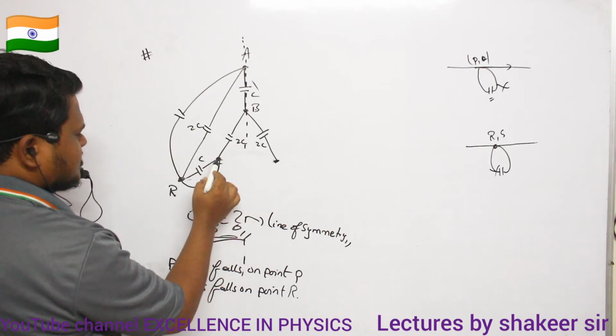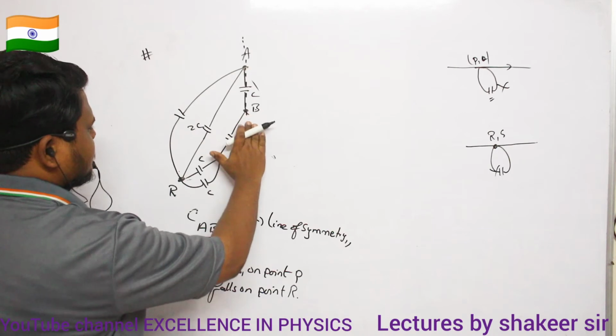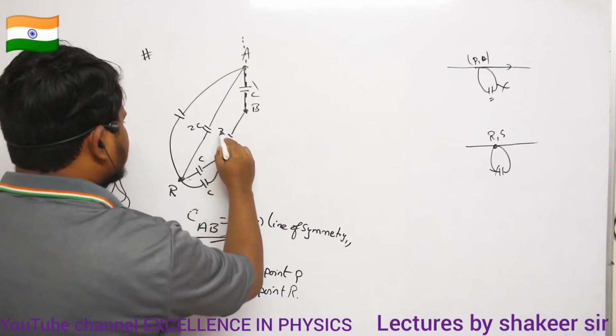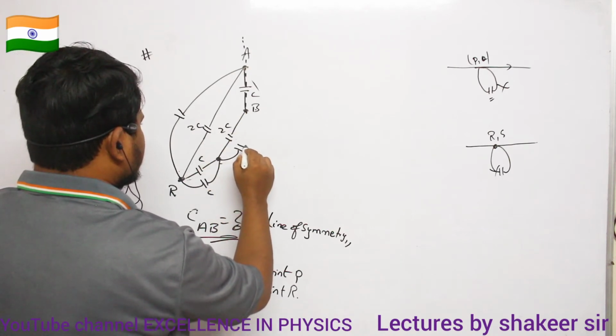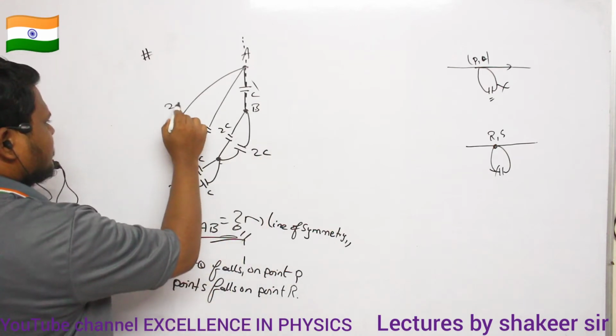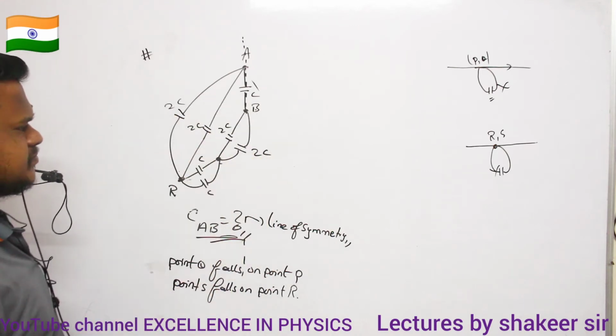If this point falls on this point, therefore what I will do, instead of two 2Cs, so this is 2C and this is another 2C, so this is 2C. Clear? So this is how I can draw this circuit. Are you able to understand?